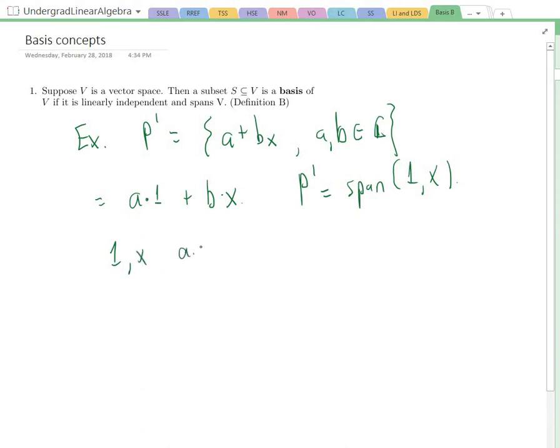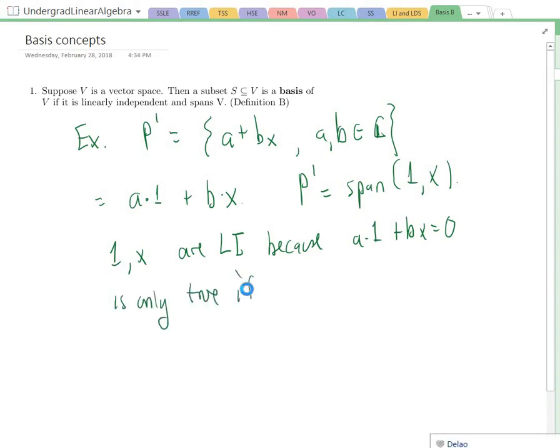Now, are 1 and x linearly independent? Yes. Why are they linearly independent? Because a times 1 plus b times x equals 0, that's a linear dependence relation, is only true if a equals b equals 0. So here's an example of a basis. 1, x is a basis for P1(x).